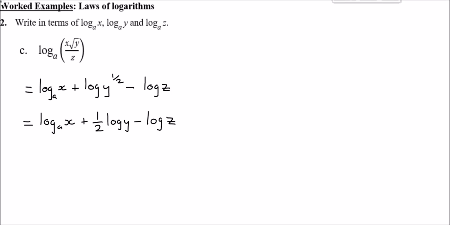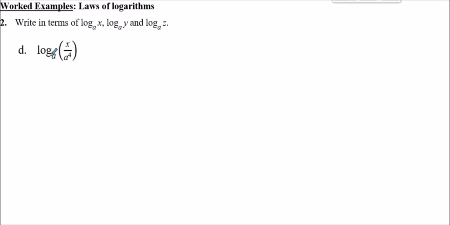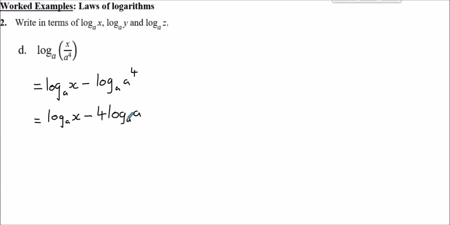And finally now, part D, log base a of x over a to the power 4. That's the same as log base a of x minus log base a of a to the power 4. So we can leave log base a of x as it is. And this one here, we can bring the 4 to the front and say it's the same as 4 times log base a of a. But this special case here, log of a certain base of itself, that's the same as 1. So we can just leave this as 4. So then we have log base a of x, just subtract 4.